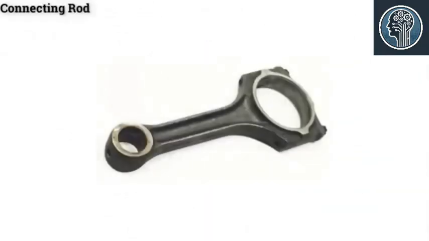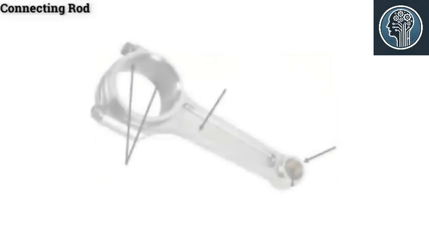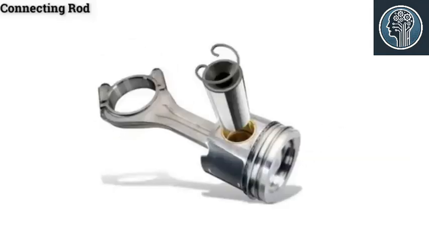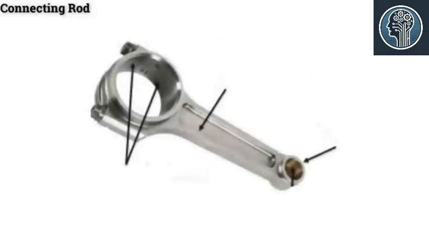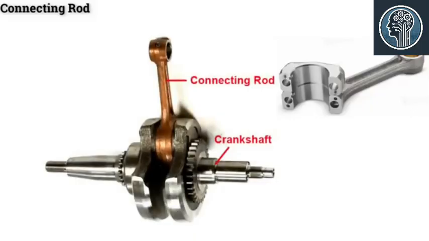Connecting rod in an IC engine must be light and strong enough to withstand stress and twisting forces. It usually has an I-beam cross-section and is made of alloy steel or duralumin by drop forging. The small end of the connecting rod has either a solid eye, used to connect the piston by the piston pin. The big end of the connecting rod is always split, and it is used to connect the crank pin of the crankshaft.